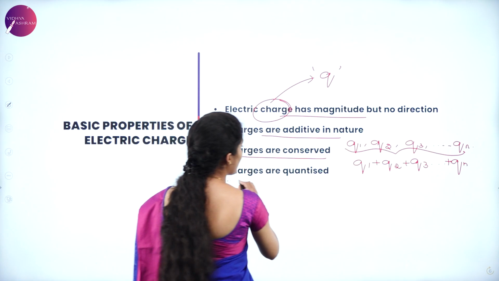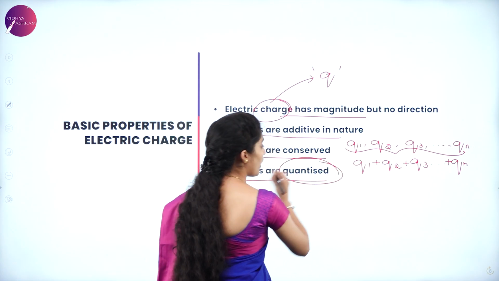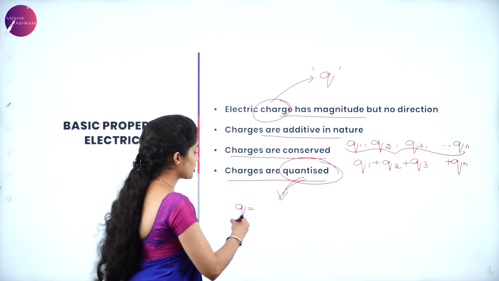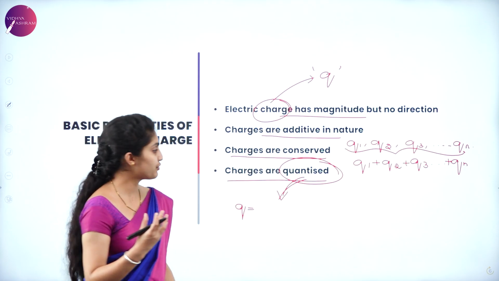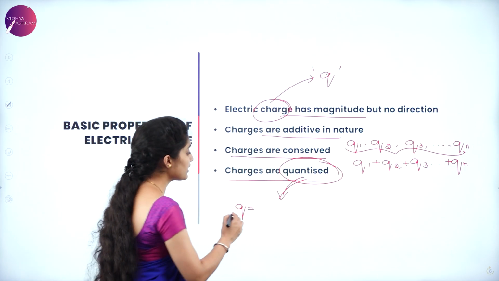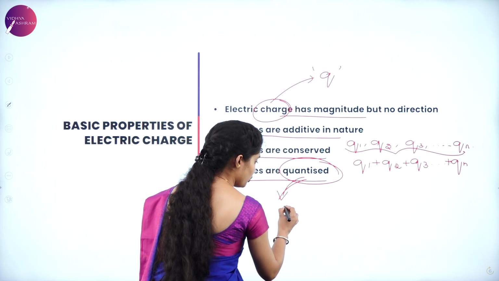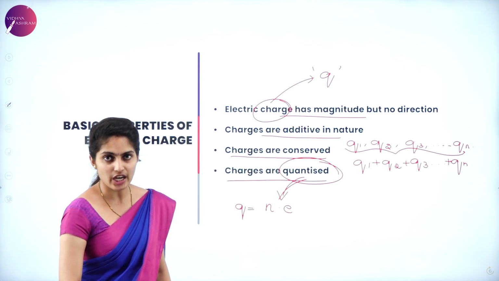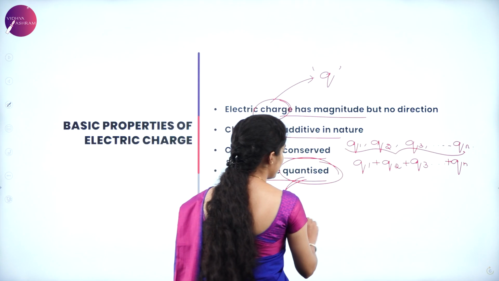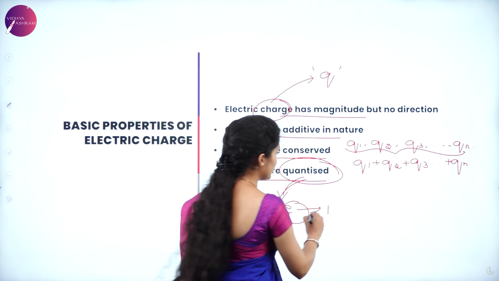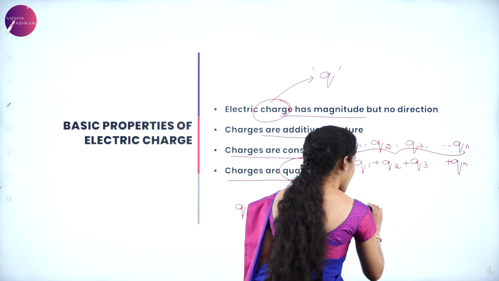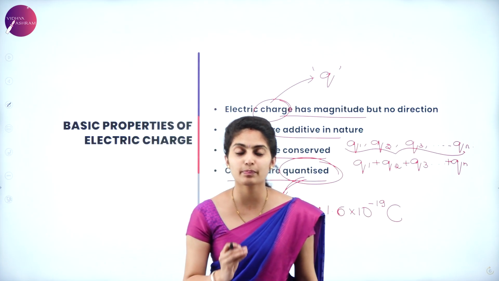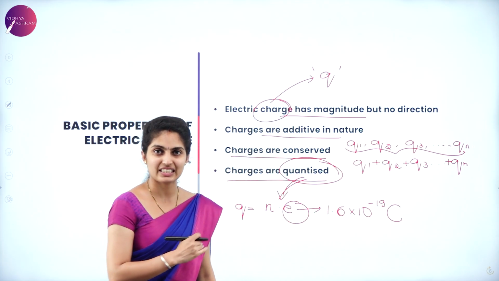Lastly, charges are quantized. So what is quantization? According to the principle of quantization, the charge is an integral multiple of the basic unit of charge, the charge of a free electron. The value of the basic unit is 1.6 into 10 to the power of minus 19 coulomb. Charge is always represented in coulombs, which you will study later.